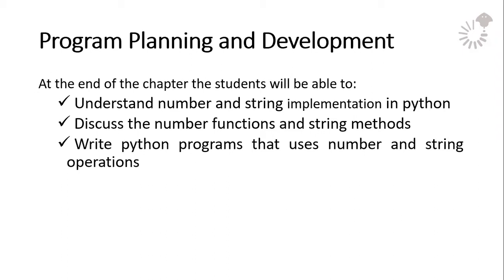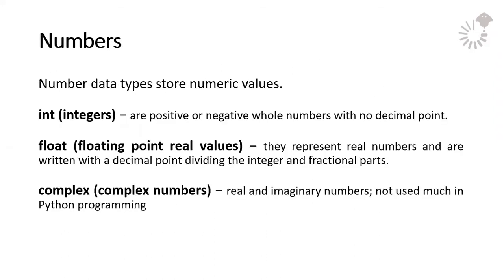But in this chapter, we will further discuss yung iba pang kasama sa mga number and string data types. So at the end of this chapter, our goal is for you to understand number and string implementation in Python, discuss the number functions and string methods. Basically, we will also identify what are functions and what are methods, and write Python programs that use number and string operations. So let's start with number data types.